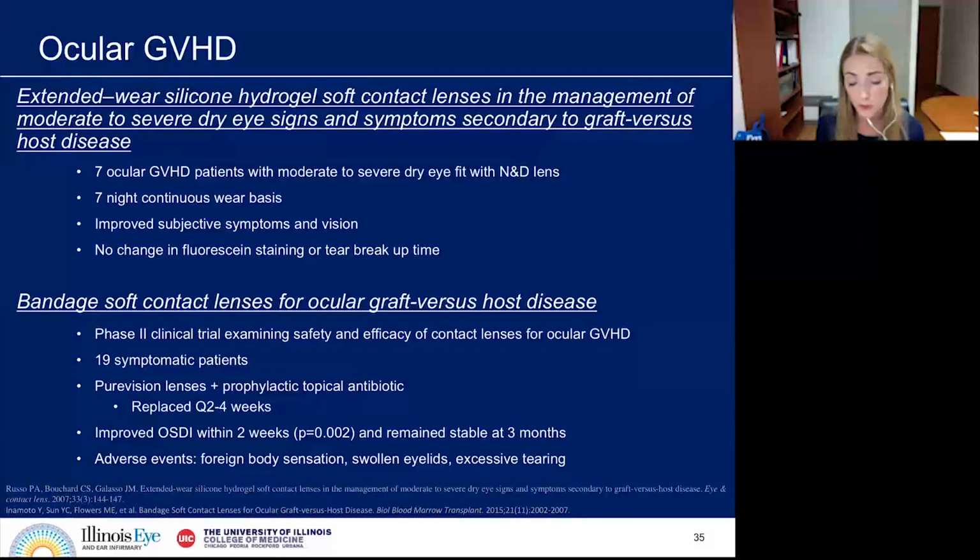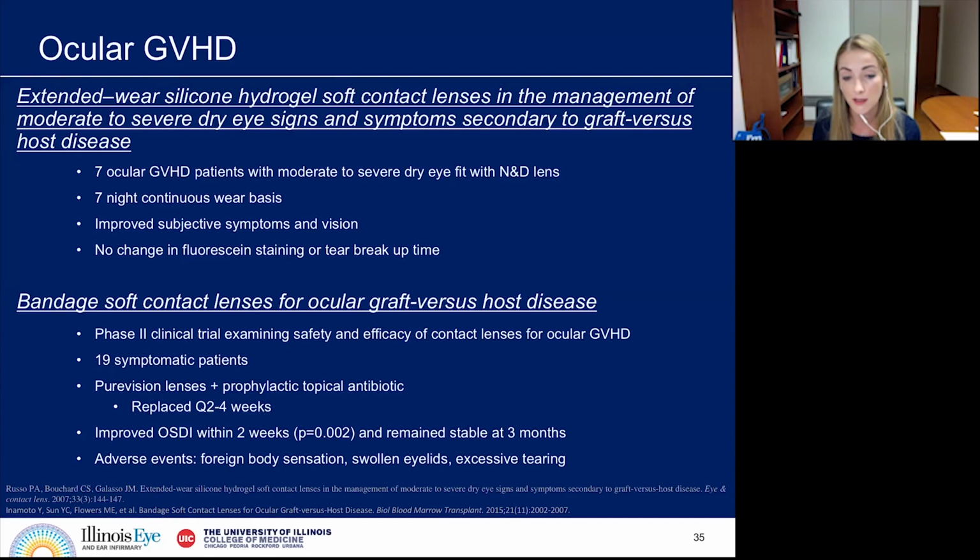So ocular graft versus host disease is typically caused in patients who have had a history of leukemia or lymphoma and underwent allogeneic stem cell or bone marrow transplants. And these patients are treated with anti-inflammatories, artificial tears, and autologous serum drops. They have a pretty high regimen, and unfortunately, if you speak to these patients, they'll be using preservative-free artificial tears sometimes every 10 minutes. So the goal is to help with decreasing that to help improve their quality of life. And contact lenses are one of those options.